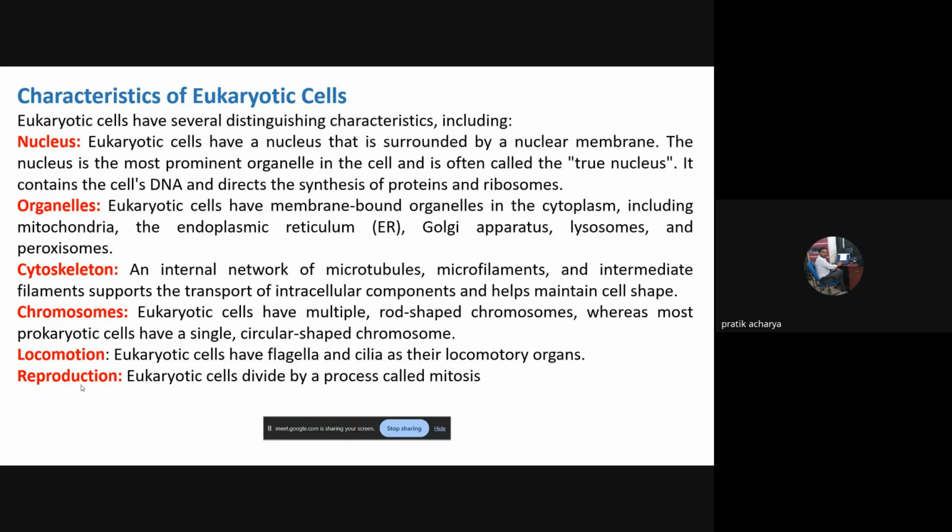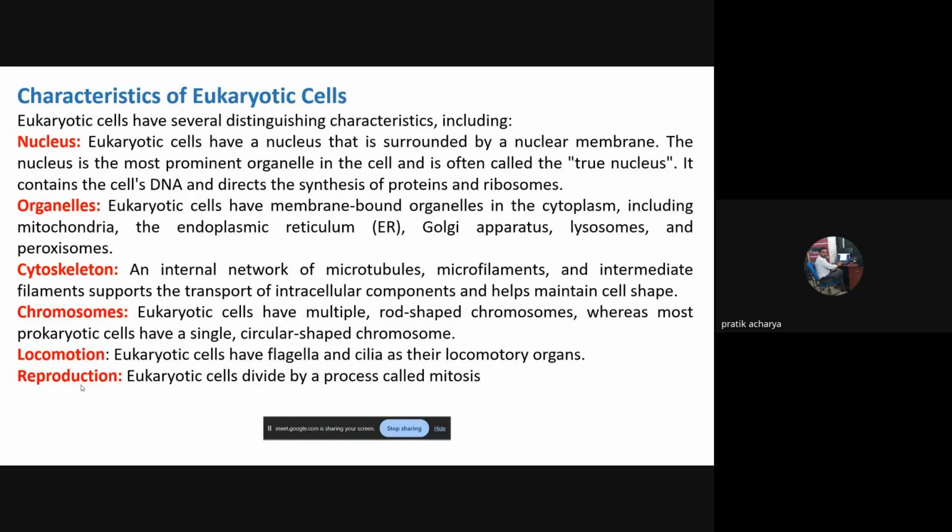Sexual reproduction is found in case of eukaryotic cell. That means the eukaryotic cell undergoes meiosis. They undergo the process of fertilization. Fertilization means involving gametes and genetic recombination. Mitosis for cell division is also found, which ensures equal distribution of chromosomes.